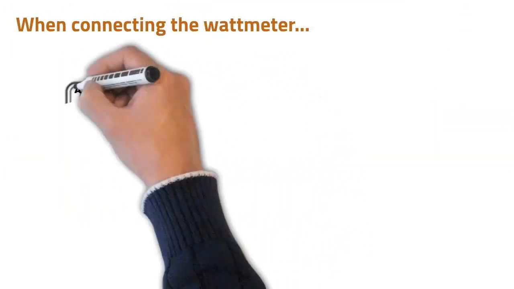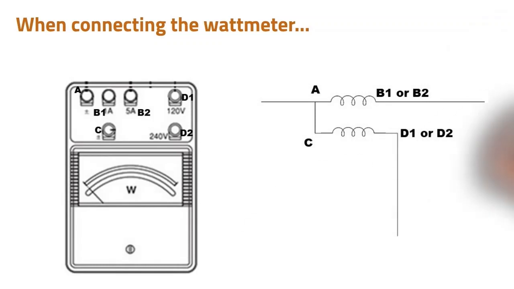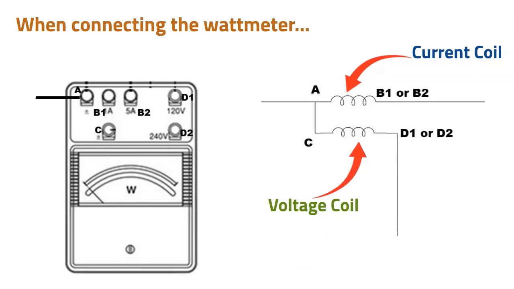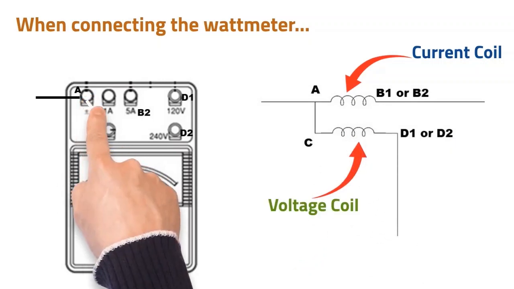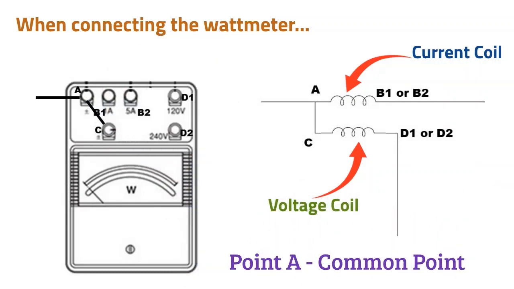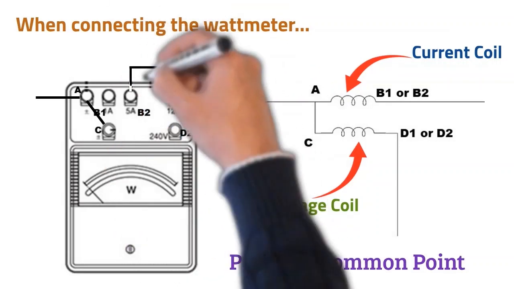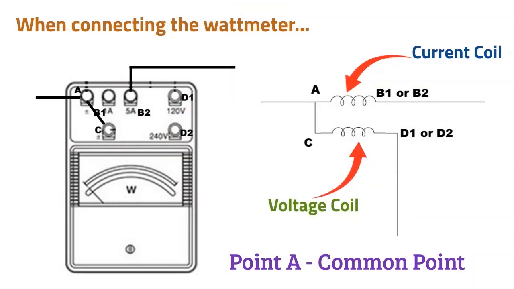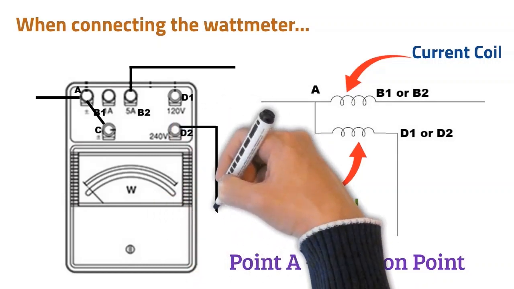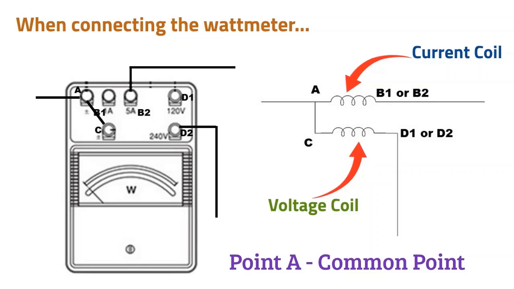When we use the wattmeter, we have somewhat different connections than other meters. In the wattmeter, you have a current coil and a voltage coil. These 2 coils should be connected from one terminal. We refer to it as the common point. Here, A and C are connected and made common. And then, current coil AB1 or AB2 is connected in series and voltage coil CD1 or CD2 is connected in parallel. Think about it and you will understand.